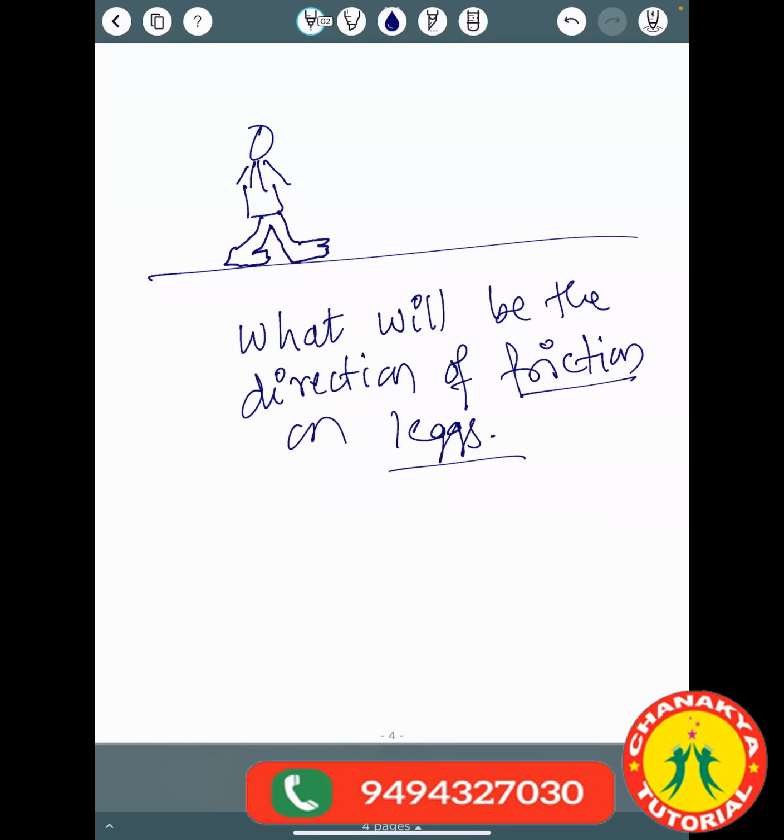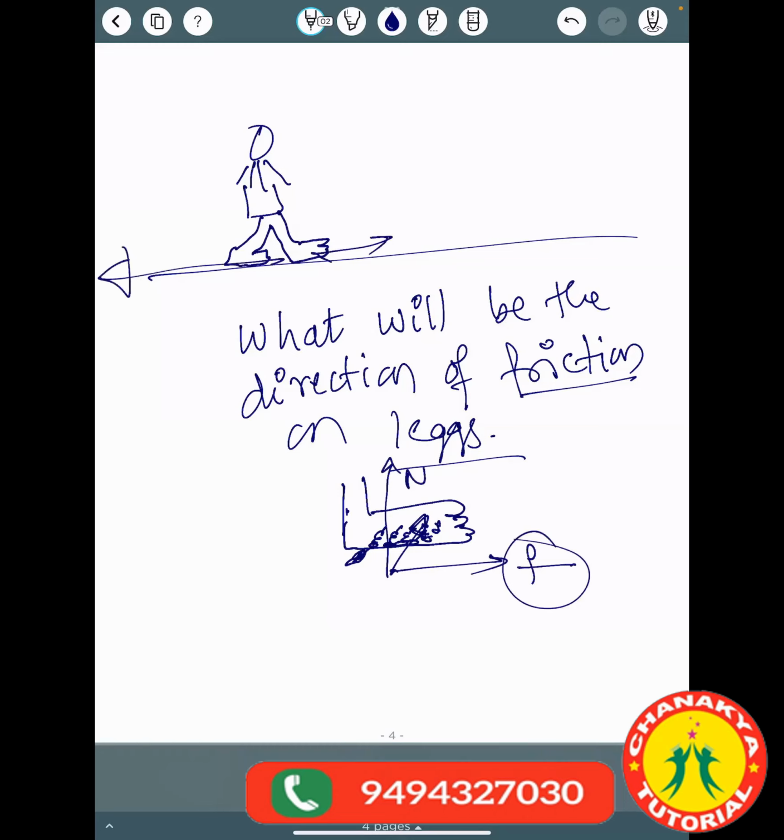the springs are like this, correct? The atoms, because we are pushing the ground like this and trying to go ahead. So the force the ground is applying on the legs will be in this direction. It has one component in this direction, one component in this direction. The friction will be in this direction on the legs. On the ground, it will be in the opposite direction.